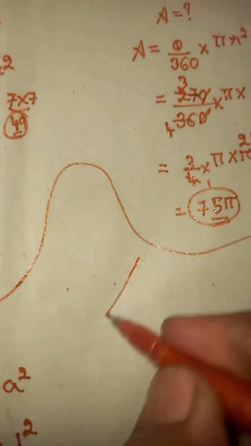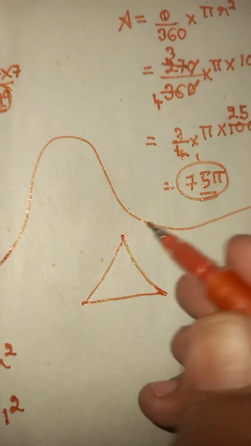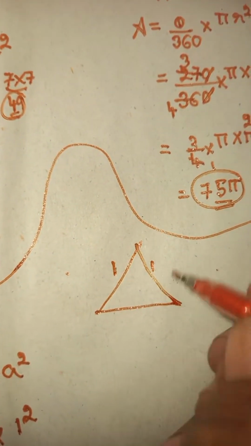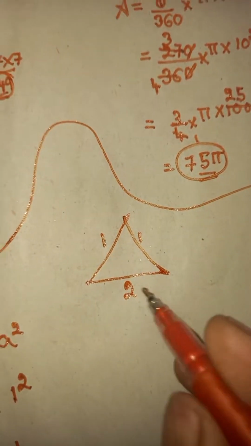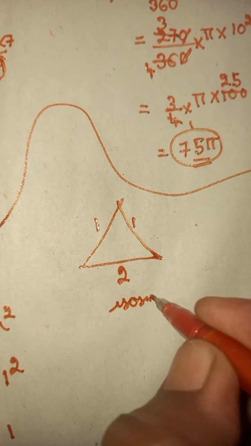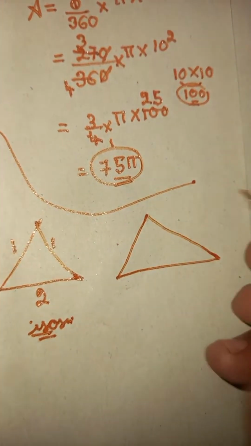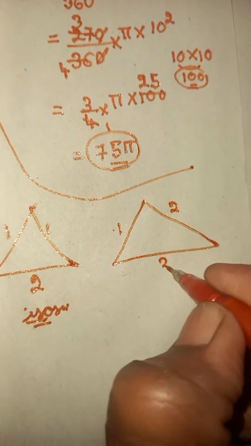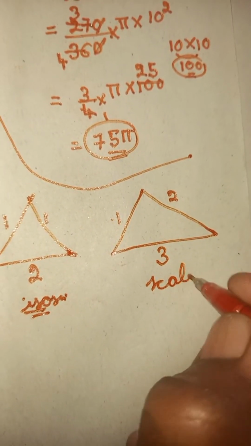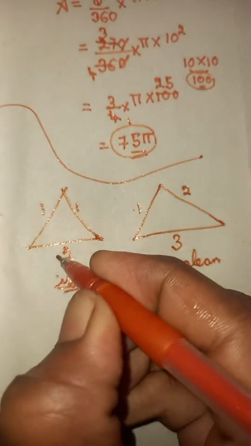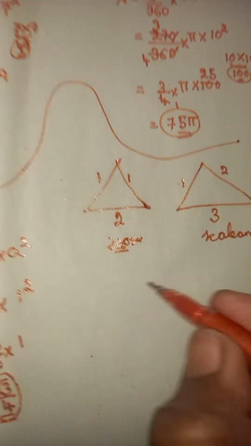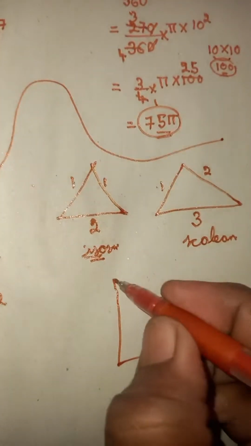If you take any normal triangle, and in this triangle two sides are equal but one side is different, this is known as an isosceles triangle. And if you take any triangle where all three sides are different, this is known as a scalene triangle. Another type is the right angle triangle.